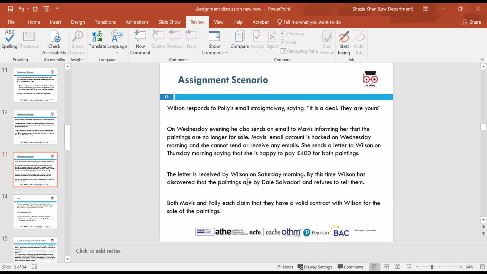By this time, Wilson has discovered that the paintings are by Dale Salvadori and refuses to sell them. Both Mavis and Polly each claim that they have a valid contract with Mr. Wilson for the sale of the paintings.